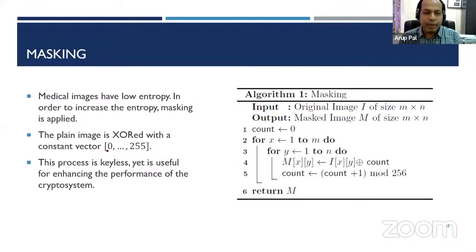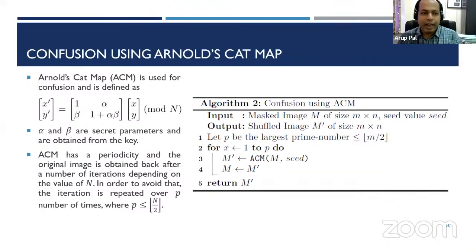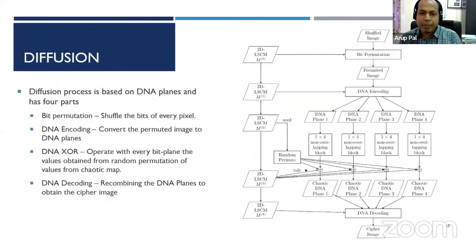So that means we have taken a constant vector from 0 to 255, and repeatedly in a raster scan order we have mapped this particular vector, and we created one large vector equivalent to the size of your input image. And here we have used the annual cat map to confuse this particular process. And this is the annual cat map operation.